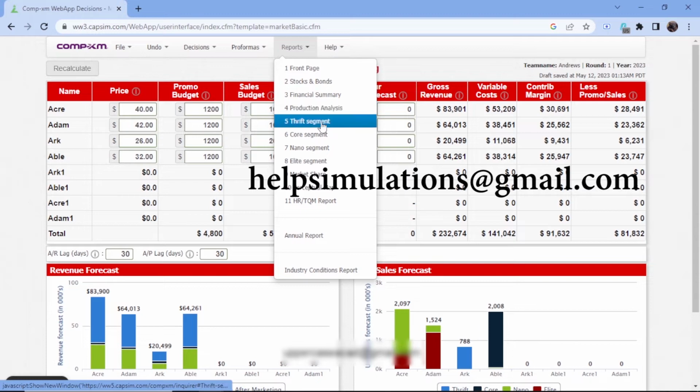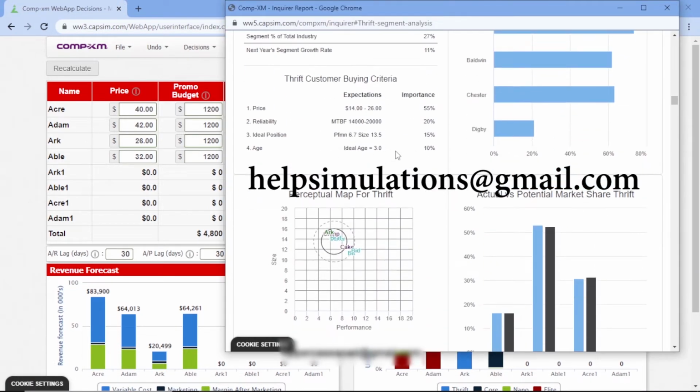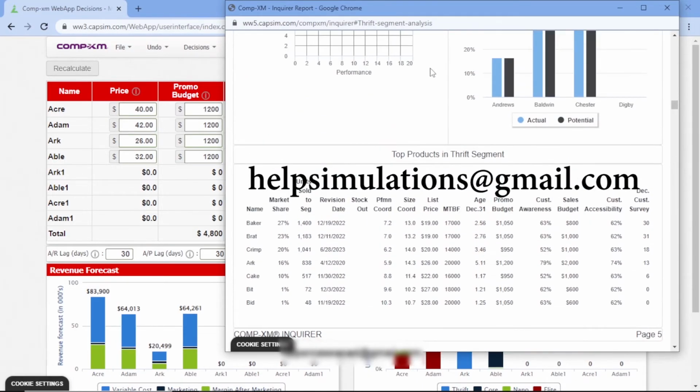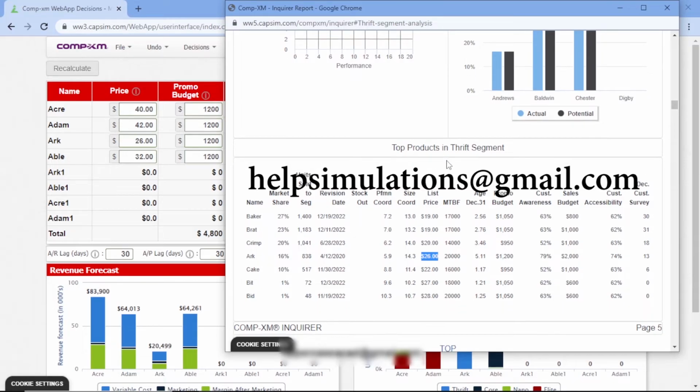So this is my report. In terms of pricing, we'll start with thrift. Pricing has an importance of 55%, meaning these customers in the thrift market really value the pricing of their commodities. If you look at how we sold in the last round, I had the highest price of 26, and I lost most of my customers because of my pricing. So with the thrift, I'll have to reduce my pricing.